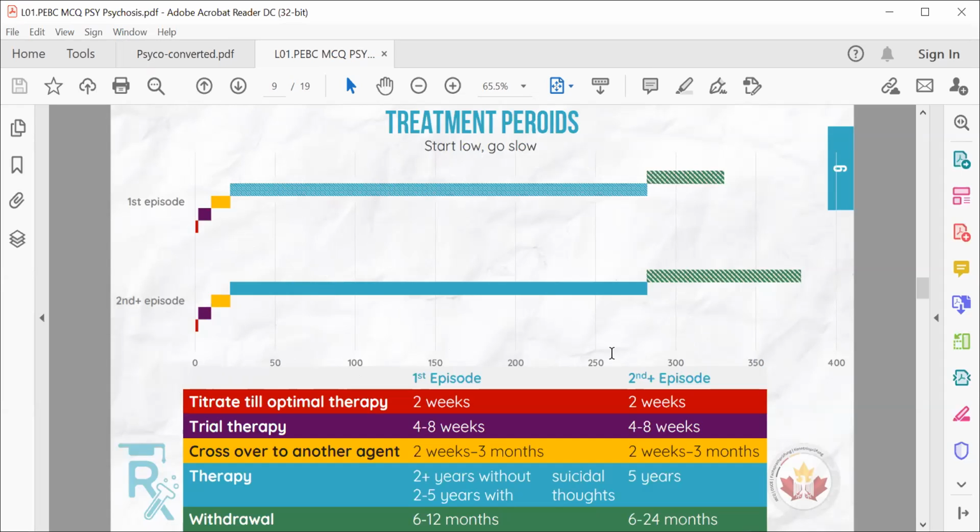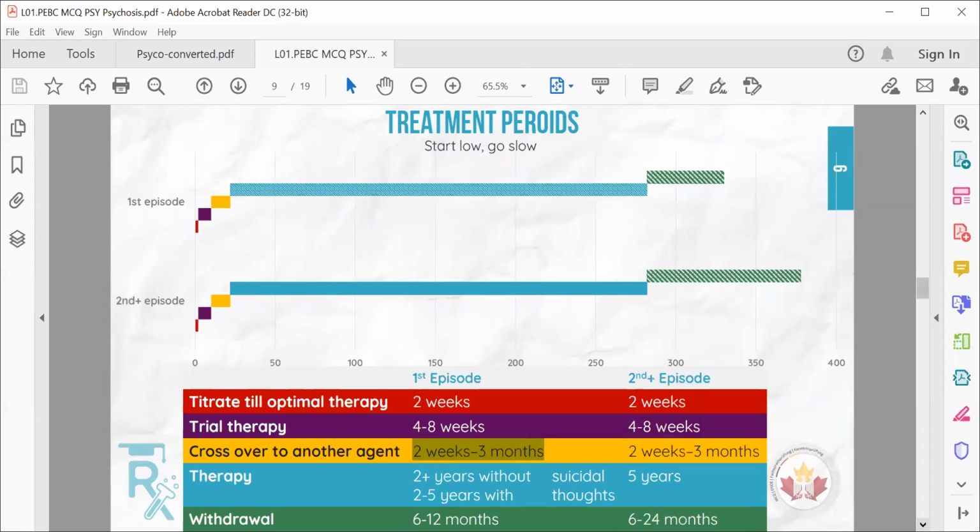If the patient has used the Olanzapine for only 8 weeks, I can make the crossover in only 2 weeks. But if the patient has been on the medication for 1 or 2 years, I might need up to 3 months to make this crossover. So this period of time depends on how long the patient has been using the main medication.